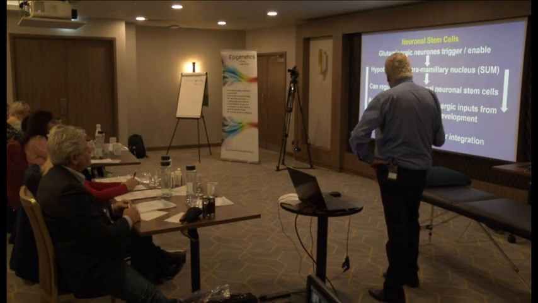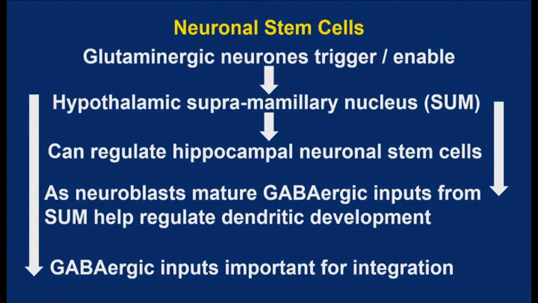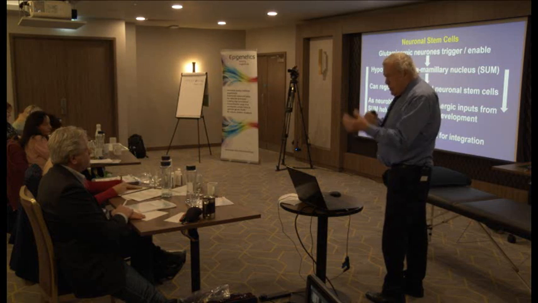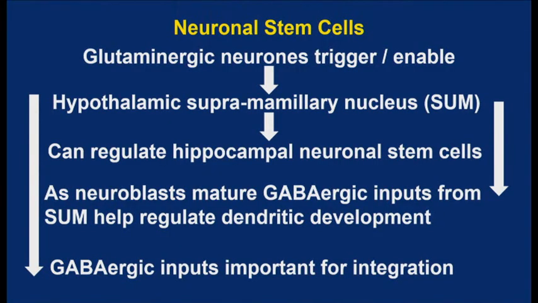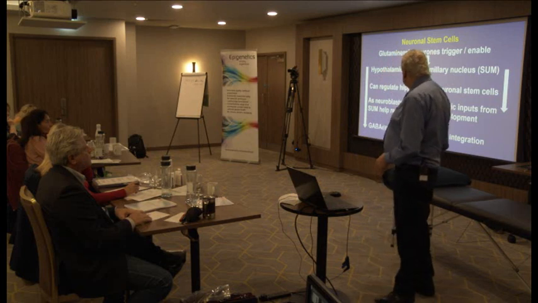So neuronal stem cells, these are the cells that manufacture or synthesize or make new neurons. Glutamatergic means that they're sensitive to glutamic acid or glutamate. Neurons trigger and enable the production of new stem cells. So the production of new neurons is dependent upon glutamic acid or glutamate. We tend to think about glutamate being an excitatory neurotransmitter, which it is, but it also has other roles in the hippocampus, and it's actually firing it up to make new cells.